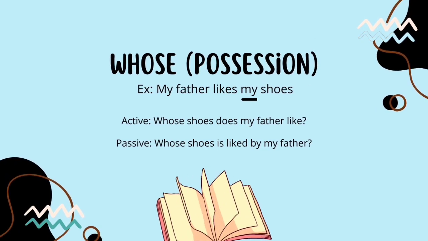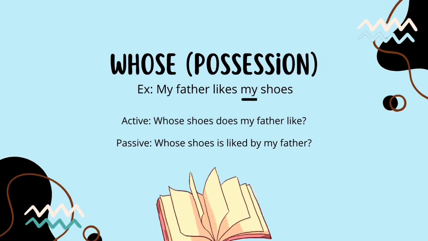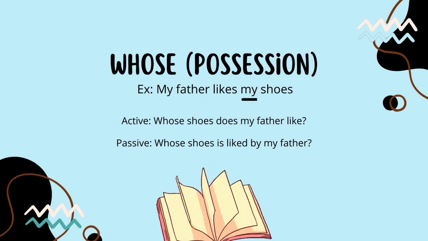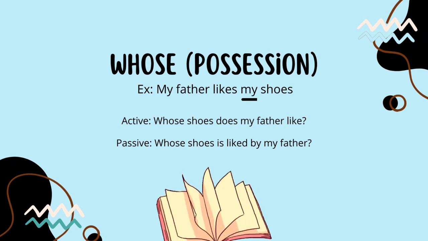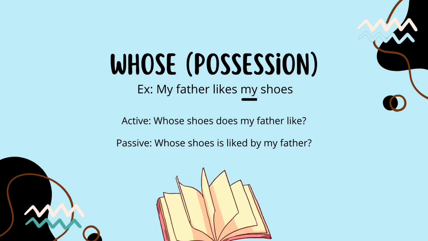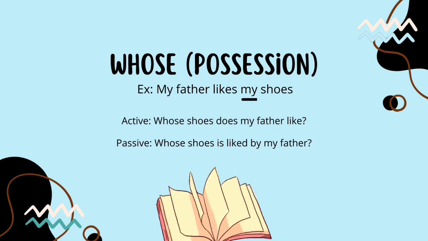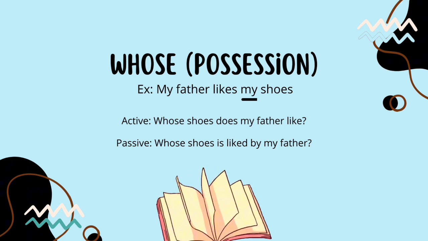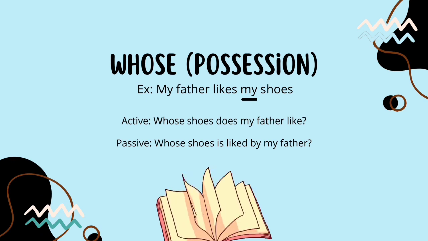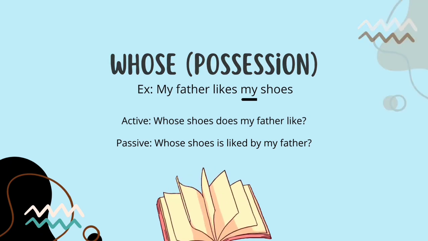And next one, the wh- question whose. It's used for possession. The example sentence is, my father likes my sauce. So here we are going to ask about my in my sauce. We have to determine what we are going to ask about. So it's about possession. We change the sentence into an active question: Whose sauce does my father like? Then we change into passive voice: Whose sauce is liked by my father?